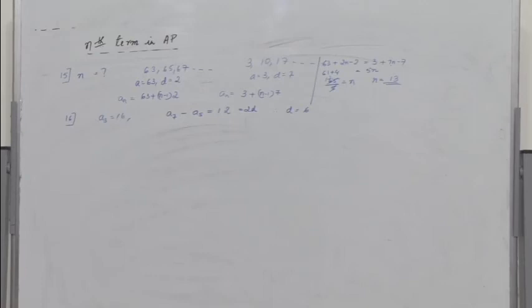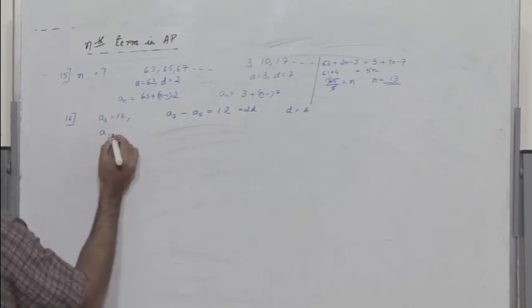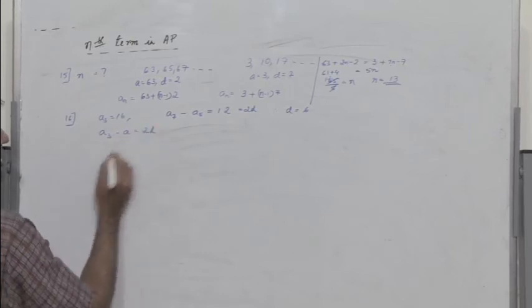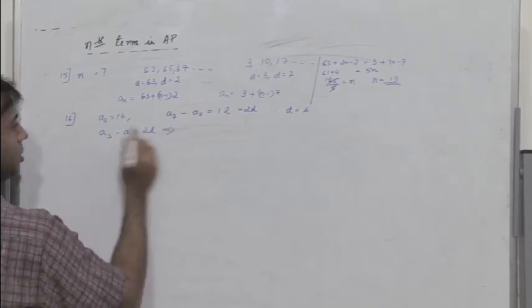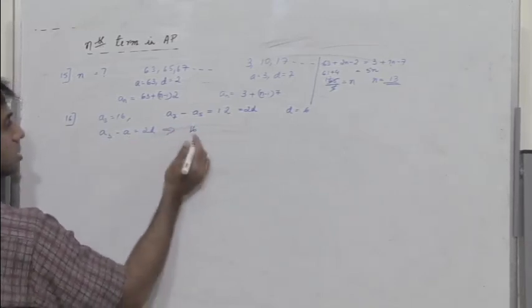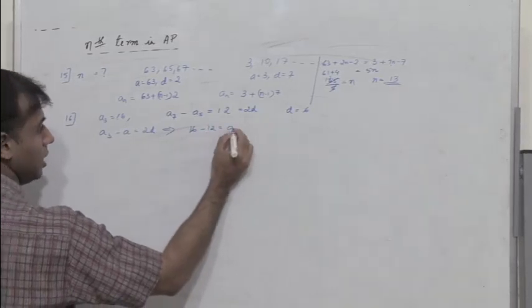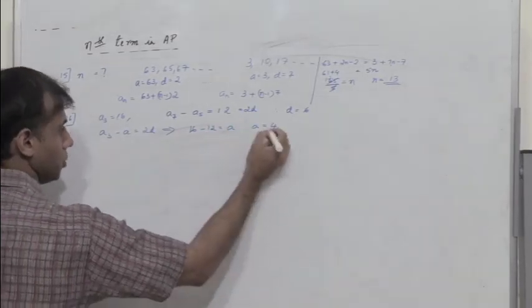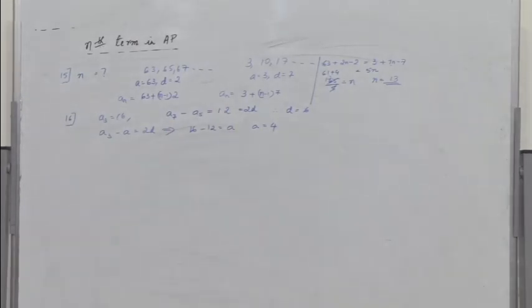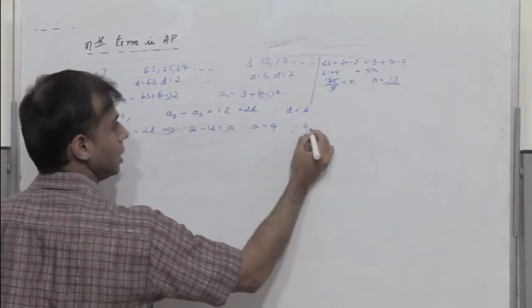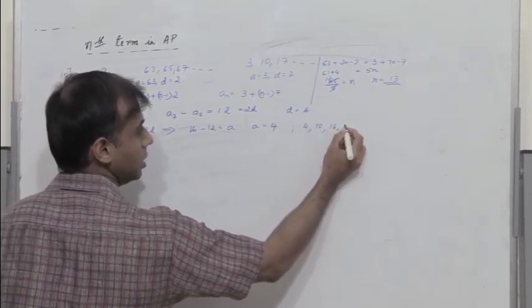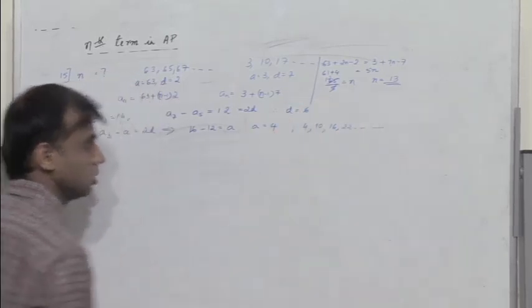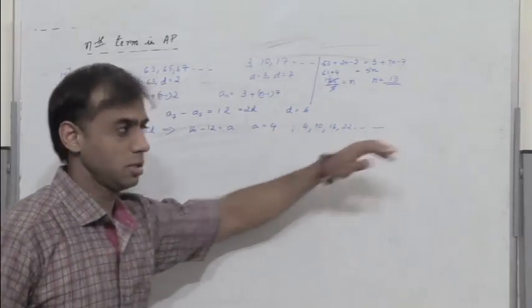Having known the value of D, which is 6, we know that A3 minus A is also equal to 2D. So the value of A is A3, which is 16, minus 2D, which is minus 12. So A is 4. The first value is 4. The next value is 4 plus 6, which is 10. Then plus 6 is 16. Again plus 6 is 22 and so on. So this happens to be the arithmetic progression.